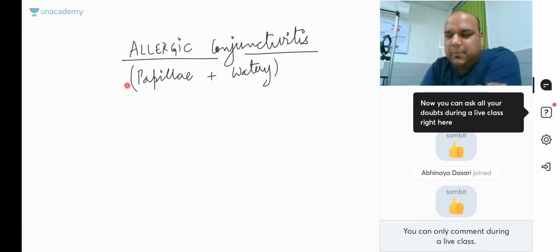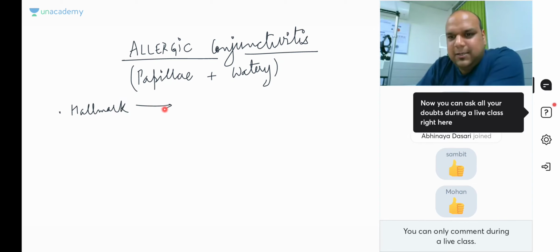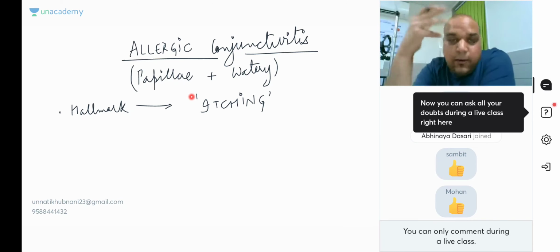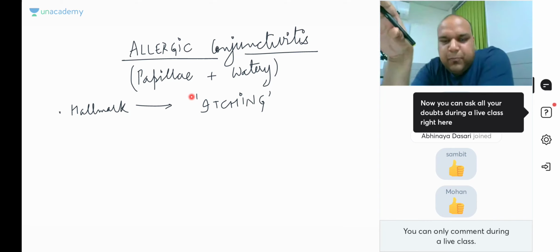Okay, please be able to remember that table. Now, the hallmark of all the conditions in allergy, the hallmark for all allergic conjunctivitis, is itching. So if the patient is presenting with all the symptoms, redness and foreign body, everything, but the patient is also saying, sir, I have a lot of itching, I need to rub my eyes continuously, then you're almost sure that the conjunctivitis will be allergic.